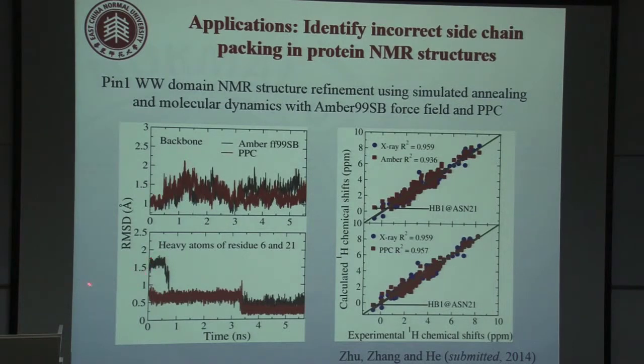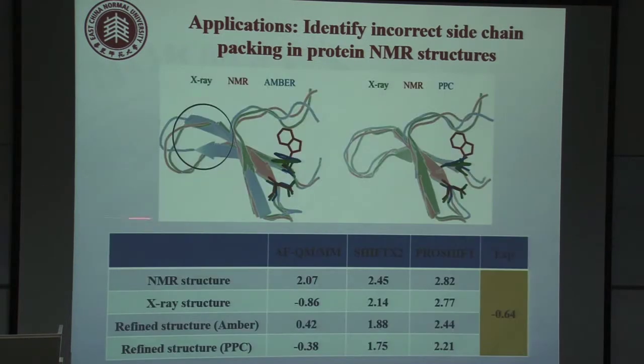What we find is after the refinement, the RMSD of residues 6, this asparagine and this tryptophan, gets really close to the X-ray structure, which is as low as 0.2. And also we can look at the chemical shift for this proton. They are in line with experimental observation. Then we go back to this structure. We can see that in this NMR structure, this tryptophan is far away from this asparagine proton.